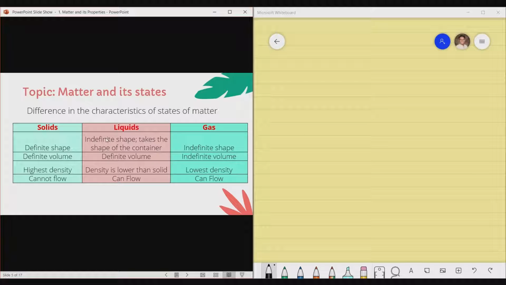Whereas ang liquid, indefinite shape, meaning to say, ang liquid po ay wala siyang definite shape. Kukuwain niya yung hugis kung saan siya nakalagay. Takes the shape of the container. Say, for example, nilagay mo po sa isang tube-like na baso, ang magiging shape ng liquid ay tube. And gases does not have a definite shape or indefinite ang kanyang shape.